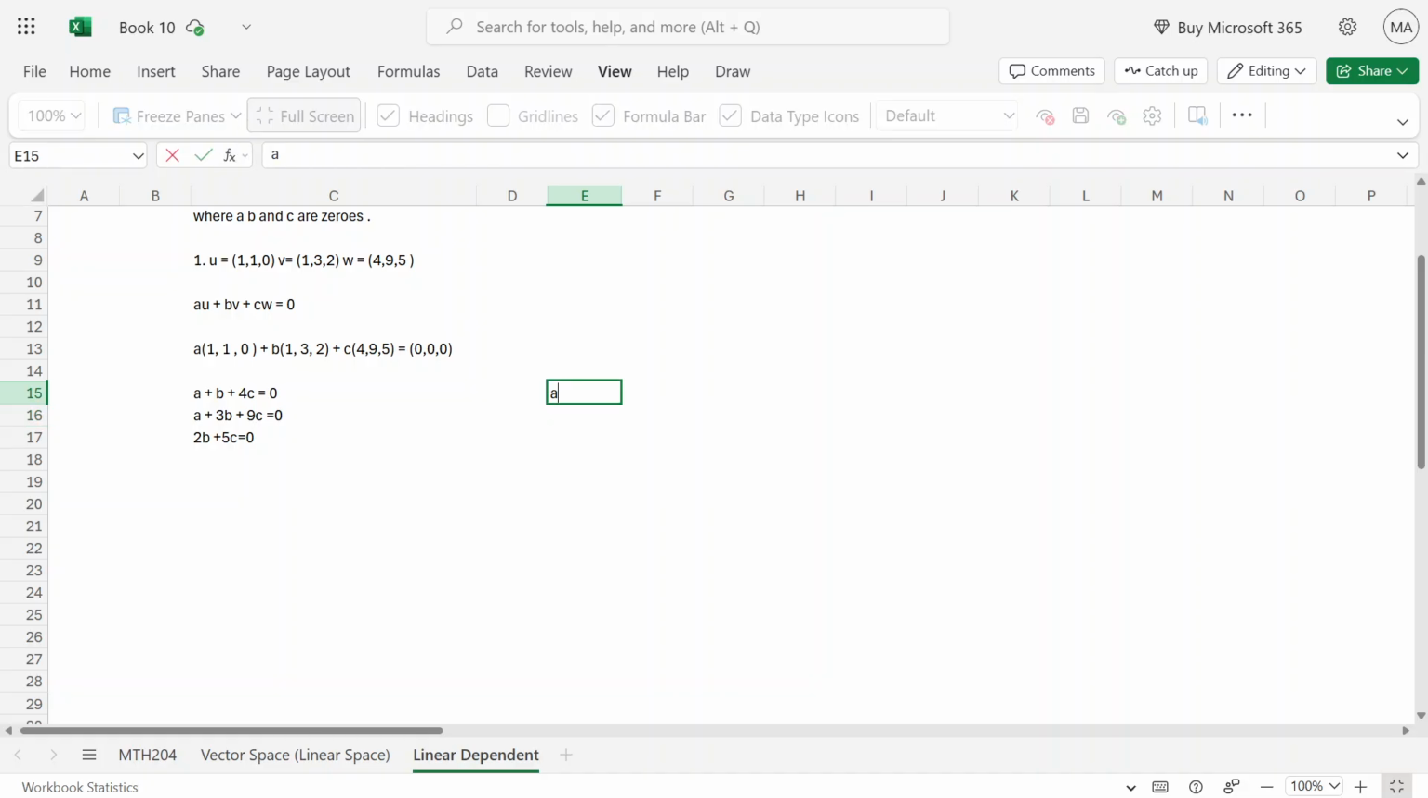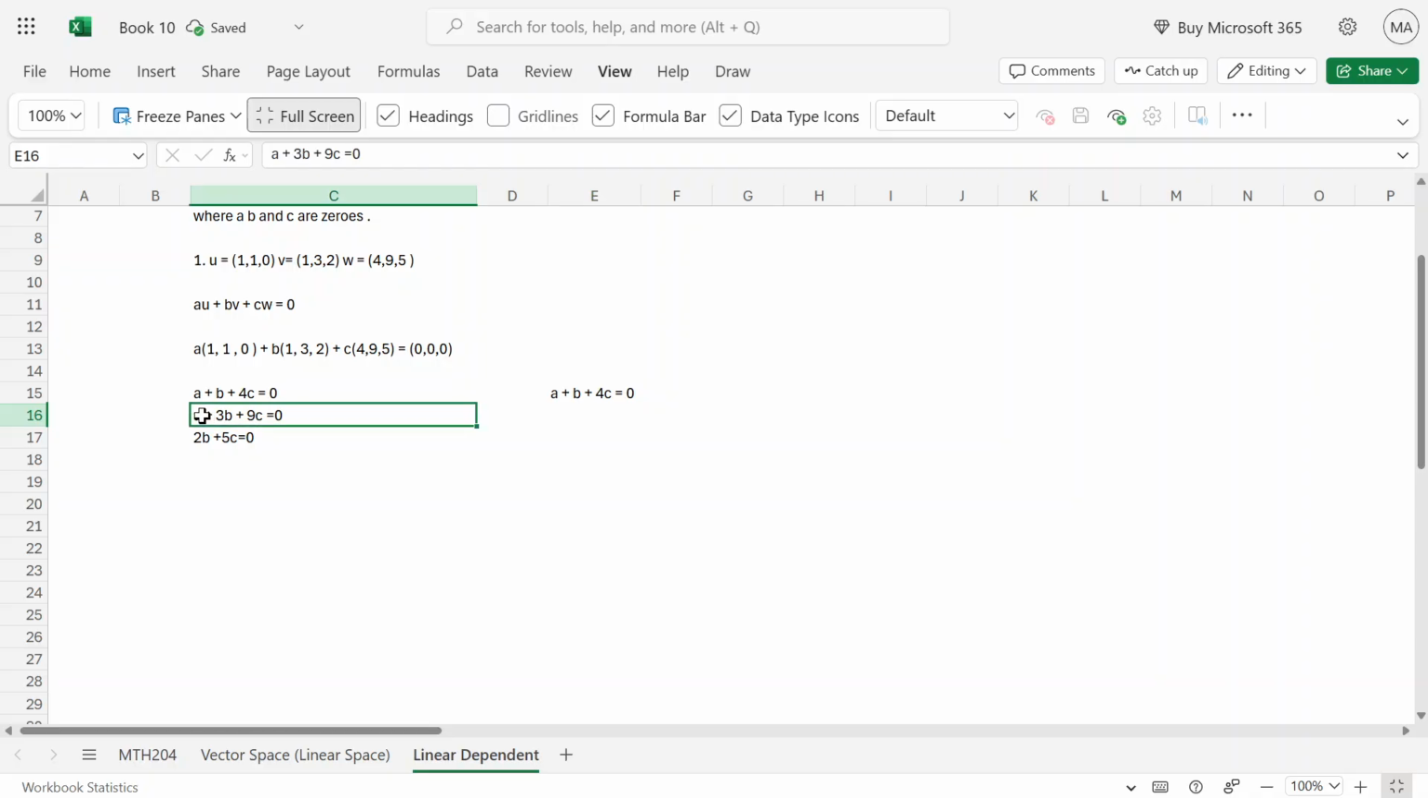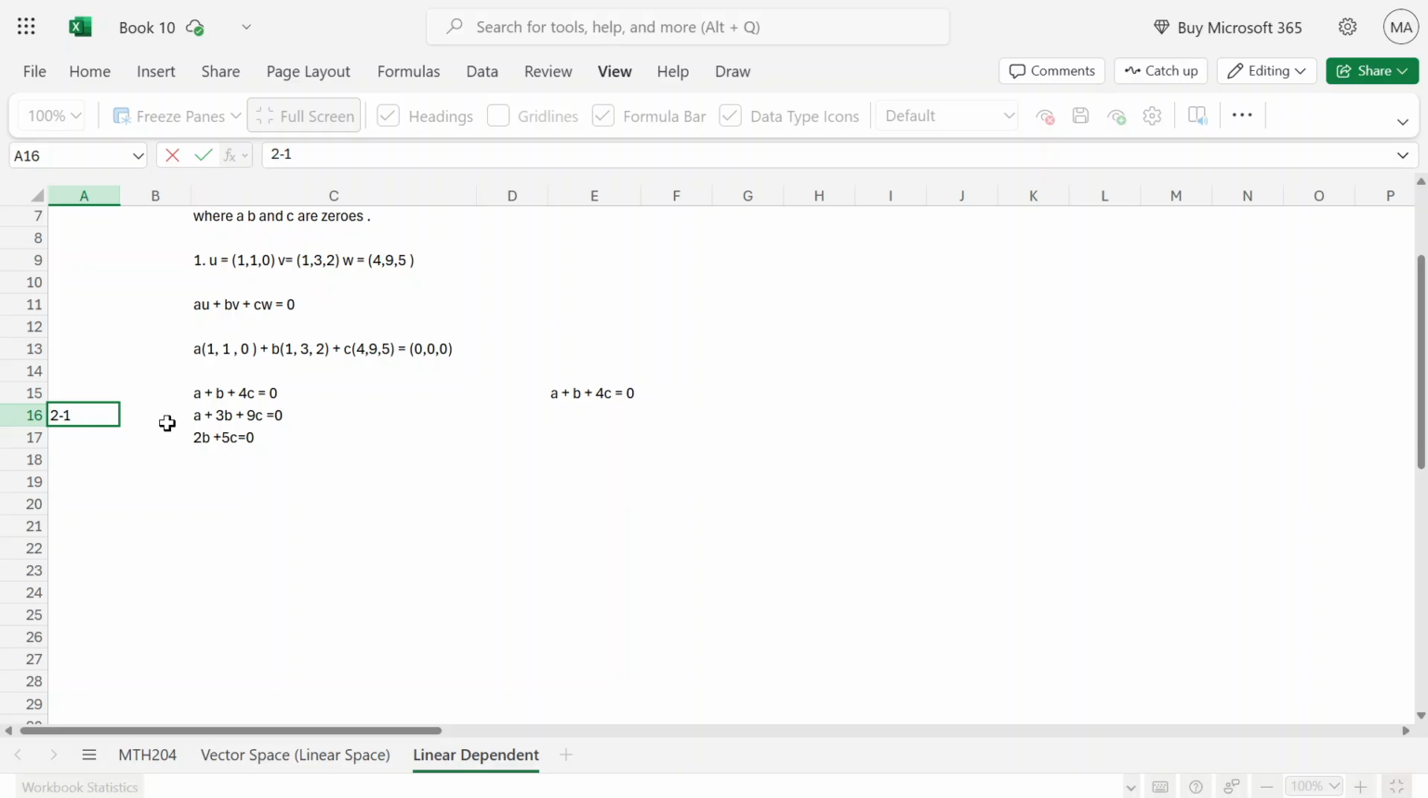First, you rewrite this: A plus B plus 4C equals 0. Now we should eliminate the second row. Let's eliminate A from this second row by just subtracting the first row from the second row. So this is the first row, right? So we can now do 2 minus 1, that is this row minus this first row.